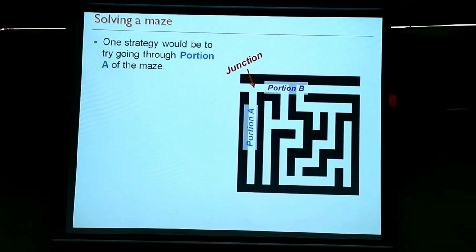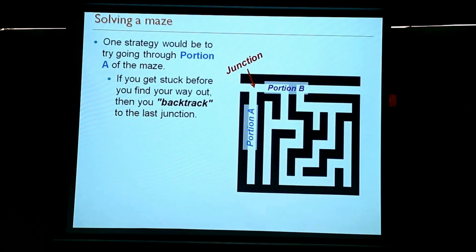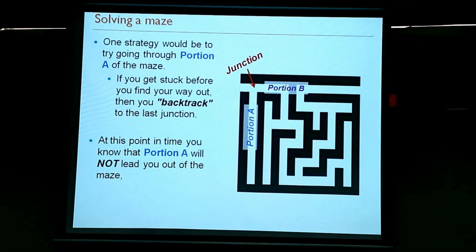One strategy would be to try portion A of the maze, and suppose you try portion A and go to a dead end. Suppose you go down here, and there is no choice of going forward, so you meet a dead end. Then you have to backtrack to the last junction, which may be here, and then you try portion B, because portion A will not lead you out of the maze. So that's the idea of backtracking. You start with one choice, and whenever that choice meets a dead end, you go back to the other choice.